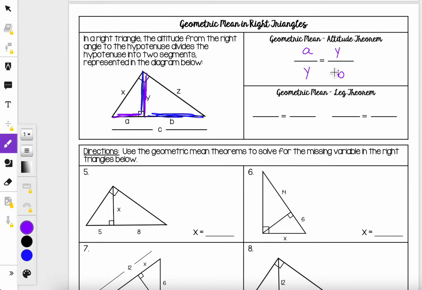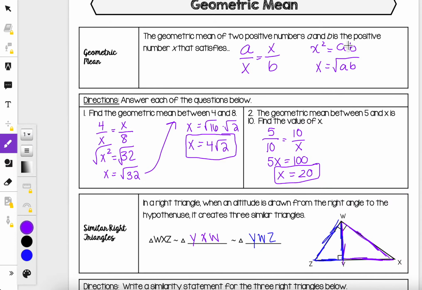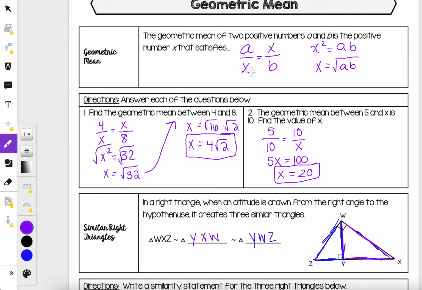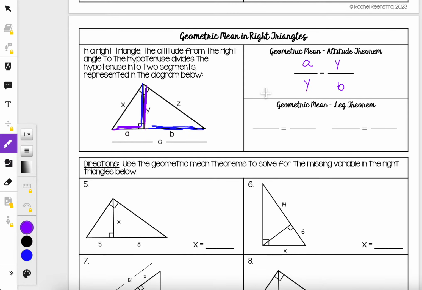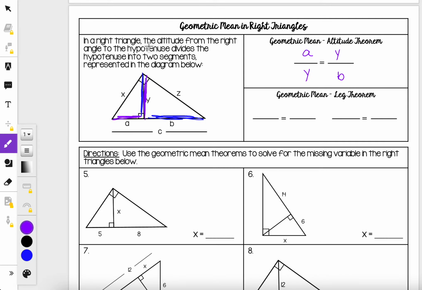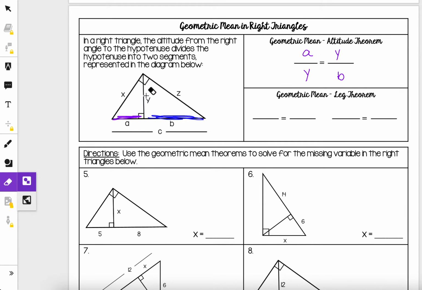Right? And now when I write this proportion, I can see that Y is the geometric mean of A and B. This is that geometric mean proportion that we talked about. So that's our geometric mean. That's the altitude theorem. Because we're using the geometric mean here, this Y is the altitude of the right triangle. Now, we also have geometric mean relationships with the 2 legs of this big right triangle.